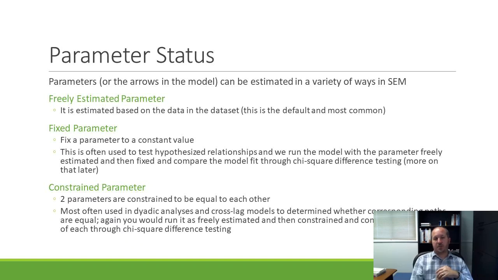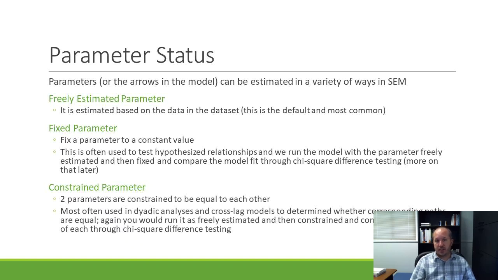Again, we're going to get into chi-square difference testing in a few weeks. I just want to introduce this idea to you and what we're going to be doing. Chi-square difference testing is not difficult to do, but it is critical in structural equation modeling analyses when we're testing alternative models and when we're using fixed and constrained parameters. Fixed is fixing it to a constant value. Constrained is when we take 2 parameters and make them equal. This is often done in dyadic, cross-lag, and multiple sample analyses.